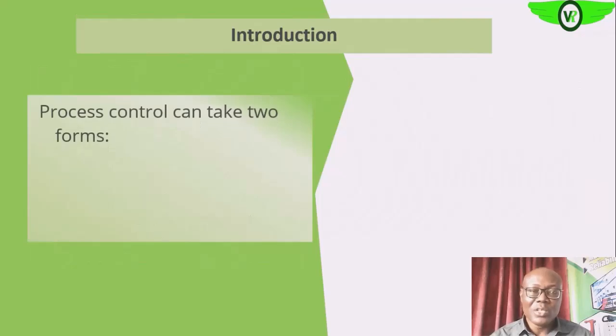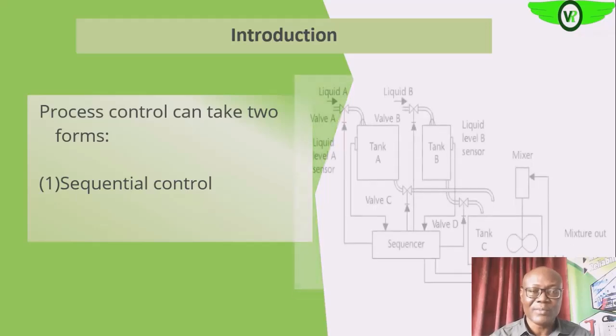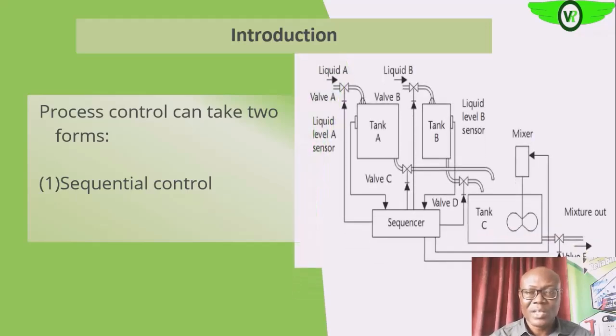So still on the introduction, we are going to look at process control. Process control can actually take two forms. First, the sequential control, which means that one step will come after the other, or one stage will come after the other. That's the sequential control, as you can see on your screen.